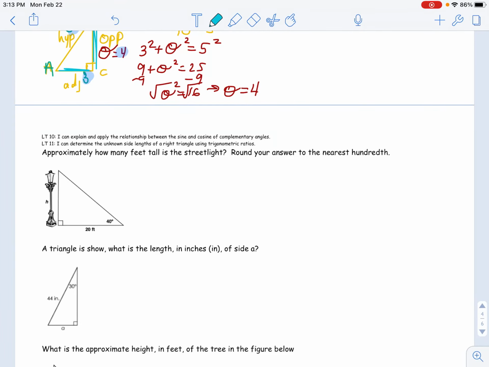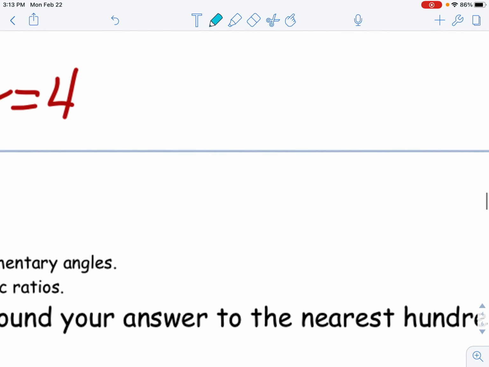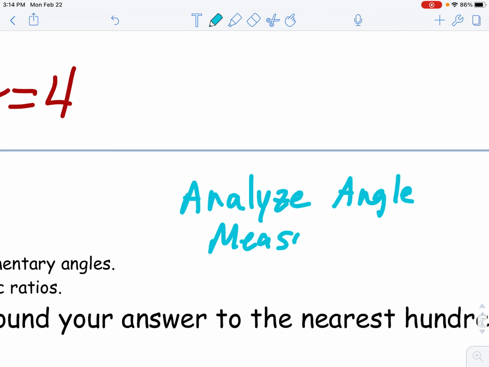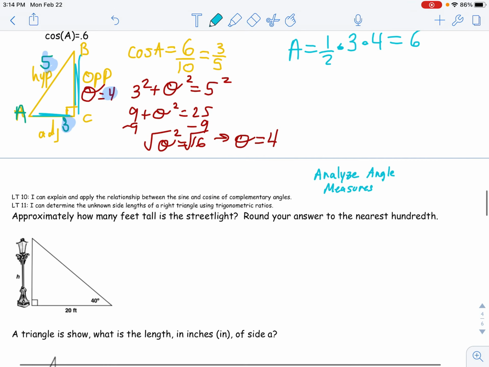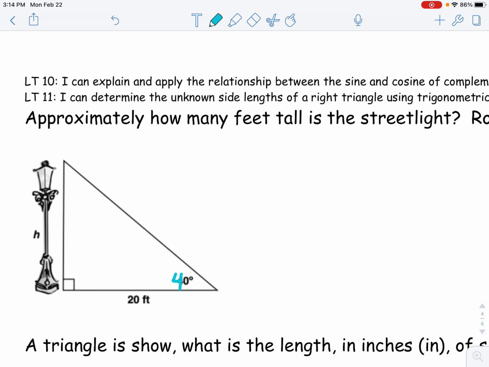Okay, so now we just got a bunch of right triangle problems. There's going to be 5 problems remaining. And before we get started, analyze angle measures, all right? And why, we'll talk about that when we cross that road. But here we have 40 degrees, cool, okay.